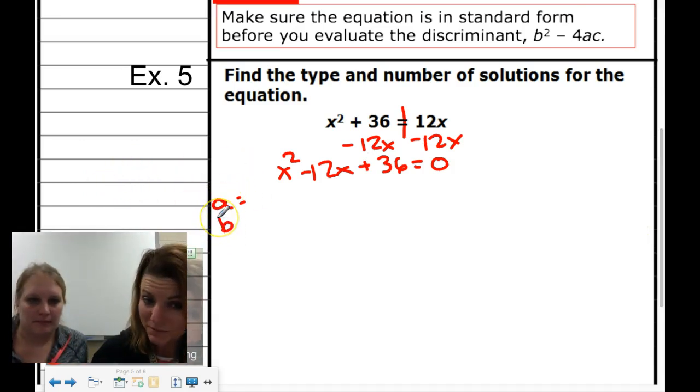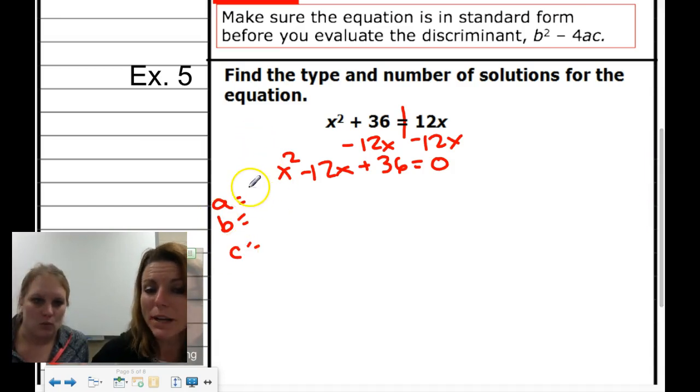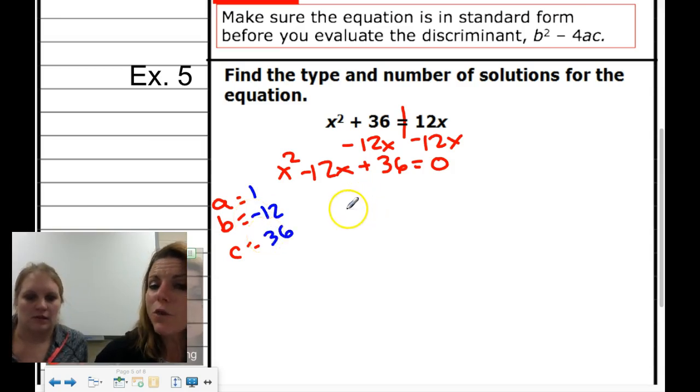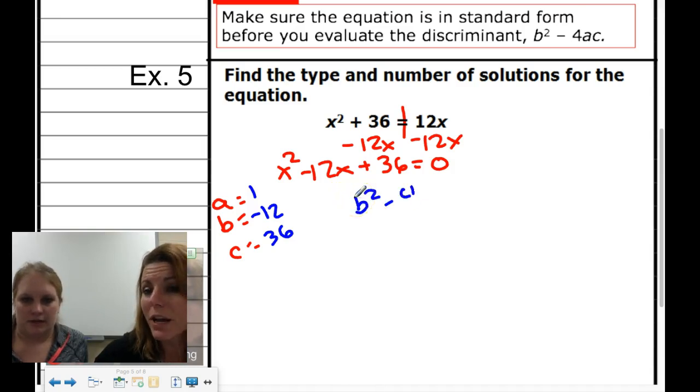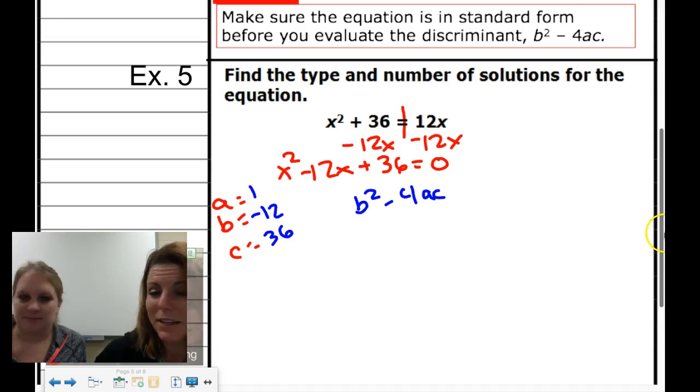When it says find the type and number of solutions, we have to find the discriminant. So we can find A, which is 1, B is negative 12, and C is 36. So let's write the formula for the discriminant. It's right above. It's B squared minus 4AC. Not S, C.